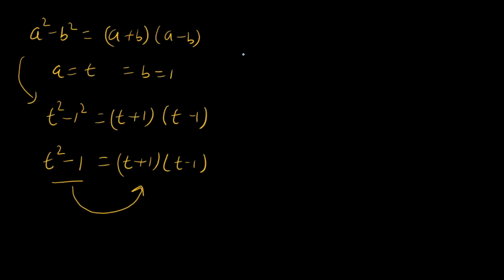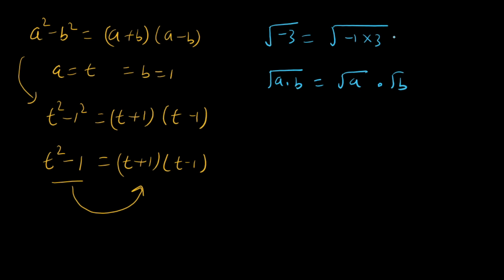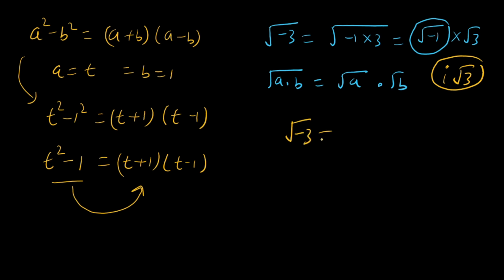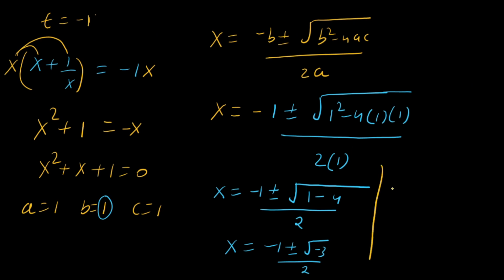And we know that square root of minus 3 is the same as square root of minus 1 into 3. Here we will apply this rule: square root of a times b is equal to square root of a into square root of b. So this is the same as square root of minus 1 into square root of 3. And we know that the value of square root of minus 1 is iota. Then here iota times square root of 3. So square root of minus 3 is equal to square root of 3 times iota. Now the value of x is minus 1 plus minus square root of 3 times iota, divided by 2.